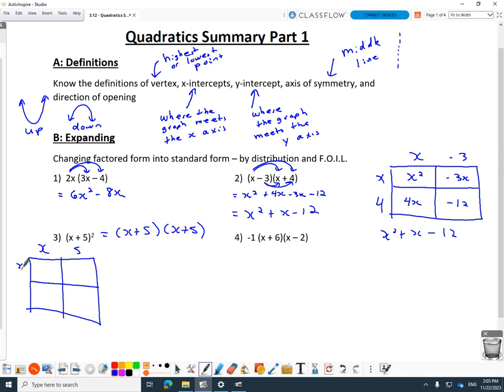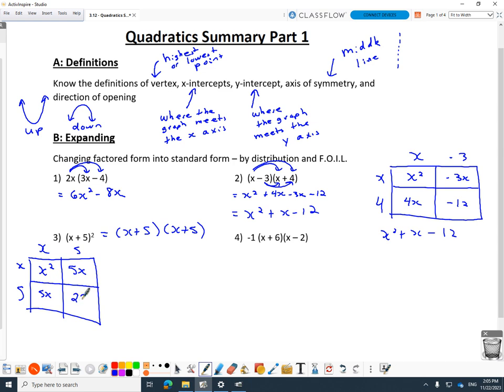So if it's x plus 5 times x plus 5, that's what I put on the sides of the boxes. x, 5, x, 5. X times x. What's x times x? X squared. Okay, so that's coming along nicely. The other ones are easier. 5 times x, you just write 5x. 5 times x, I just write 5x. And 5 times 5 is 25.